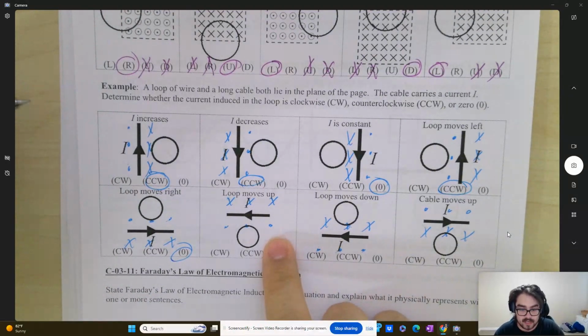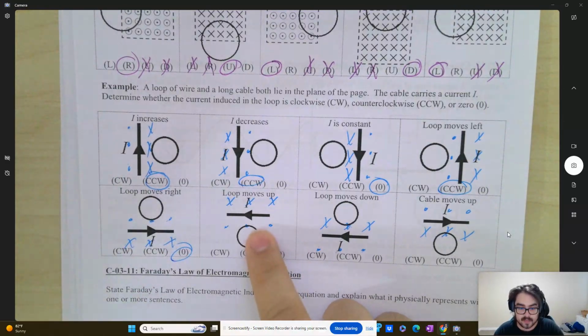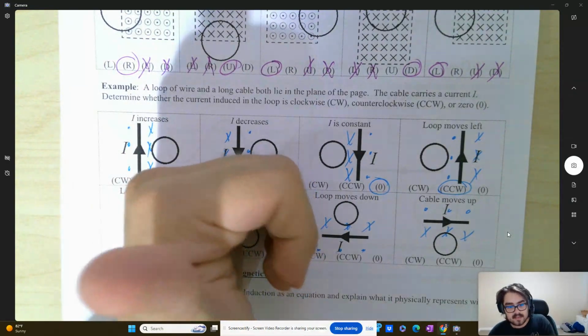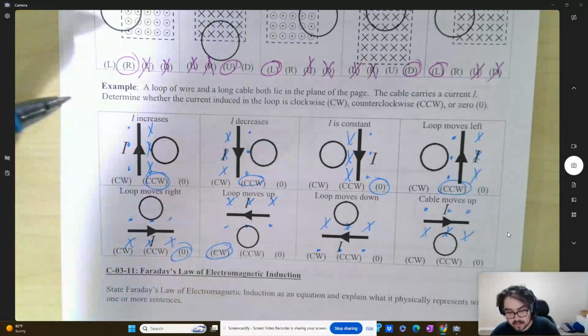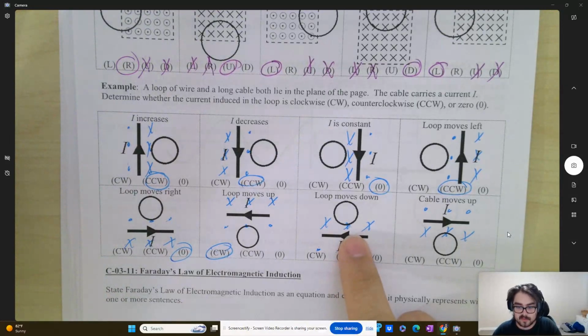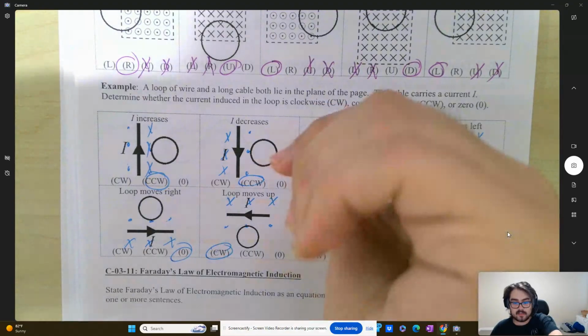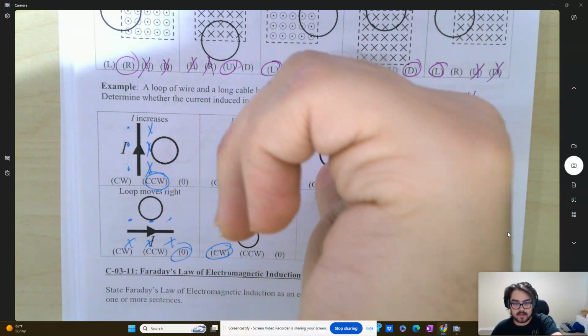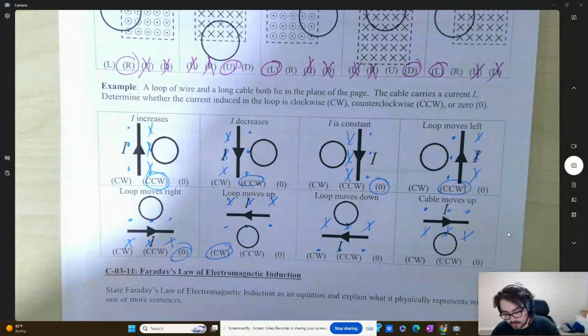The loop moves up. That means it's getting closer to the wire, so increasing B field. So we use our left hand. That gives us a clockwise induced current. If the loop is moving down, again, B field is getting stronger, so it's increasing. So we would use our left hand into the page. That looks like it's going to be counterclockwise.